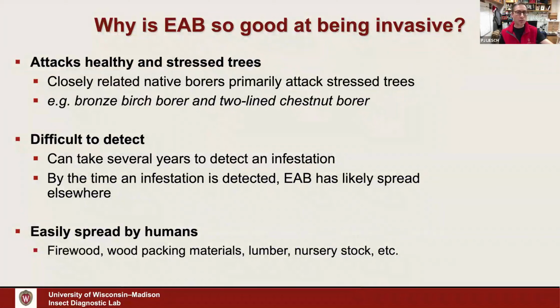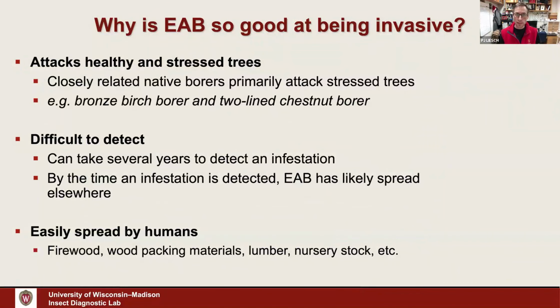But here's a couple of key reasons why EAB is so good at being bad, so to speak. It can attack both healthy and stressed trees. I mentioned that close relatives tend to just attack and kind of cull the herd of those weakened members. EAB can go to perfectly healthy ash trees and take them out. So it can be a very aggressive pest.